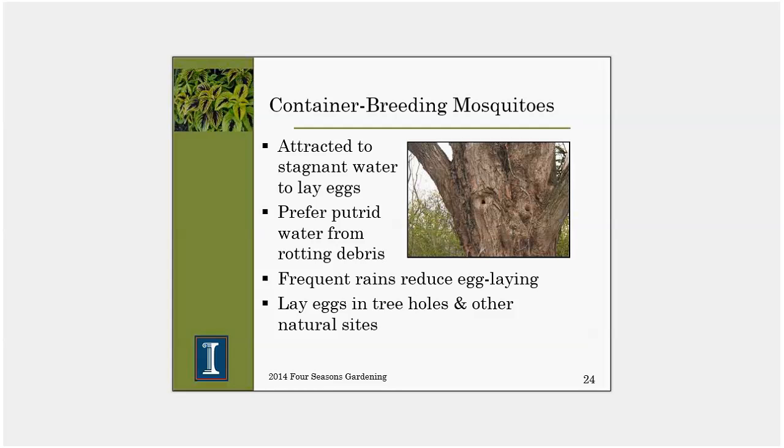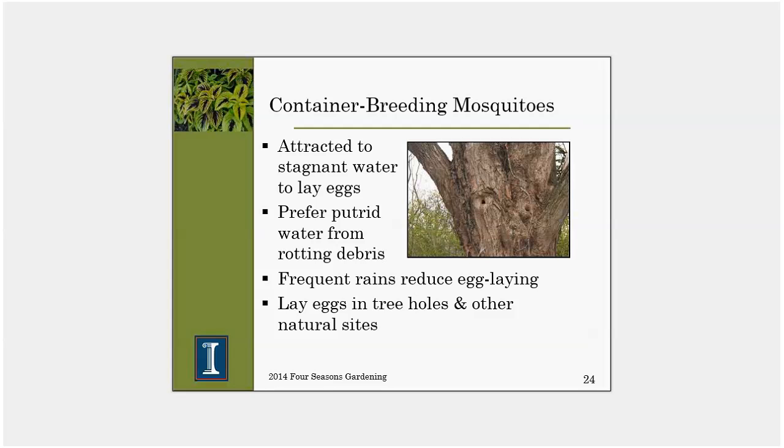And if we get frequent rains, it will actually dilute that putrid quality to the point that they don't want to lay their eggs in it. They reduce their egg laying. And so in the situation we're going through in essentially most of Illinois right now, where we're having frequent rains all through the season, we get very little in the way of container breeding mosquitoes developing. There are some, but not a whole lot.